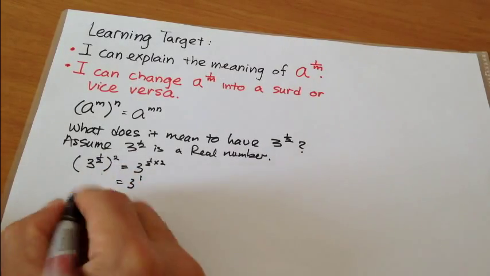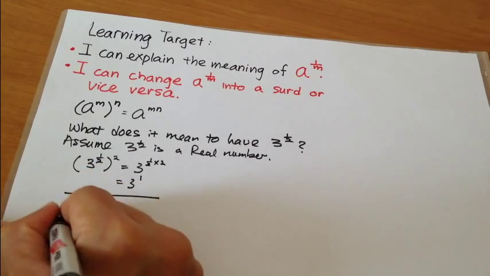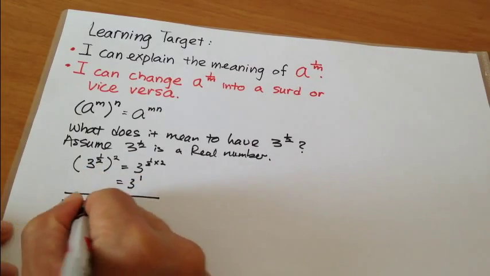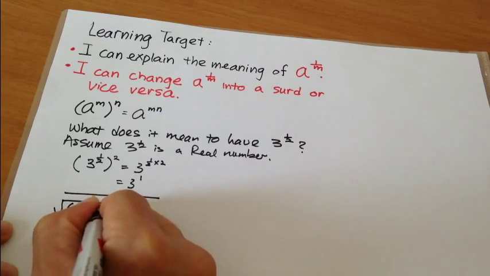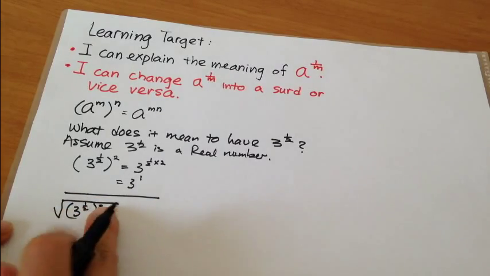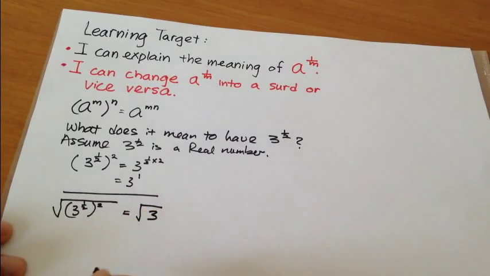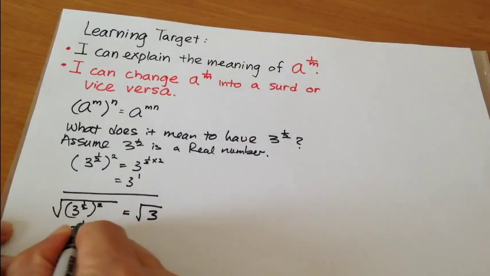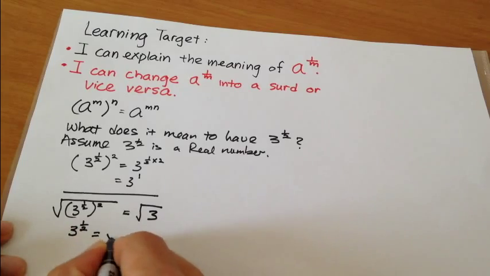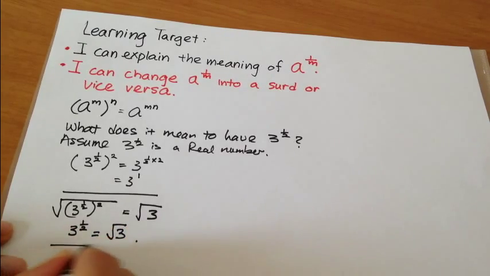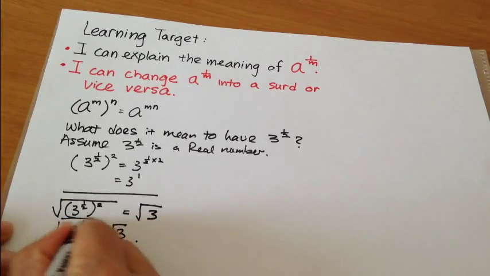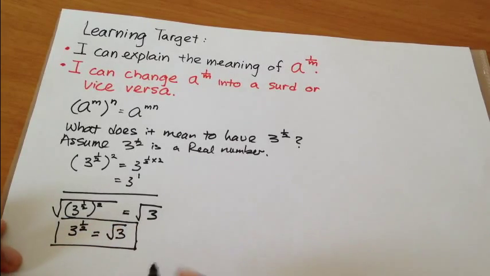So what we have established then is 3 to the power of half raised to the power of 2 is actually 3. So if this is the case, then I can take the square root of 3 to the power of half raised to the power of 2. Taking the square root will cancel this. So that would be square root of 3. That means 3 to the power of half is just equal to square root of 3. Ta-da! So that will be my answer. What does 3 to the power of half mean? That means square root of 3.